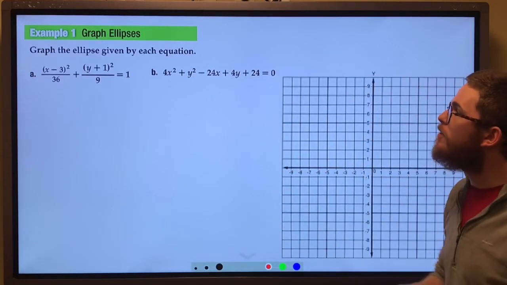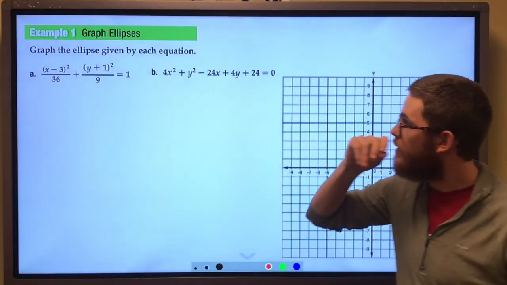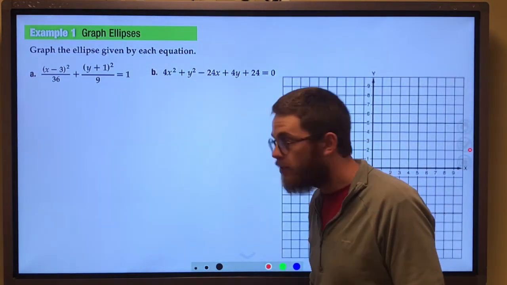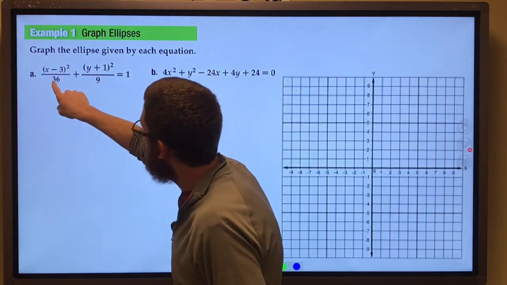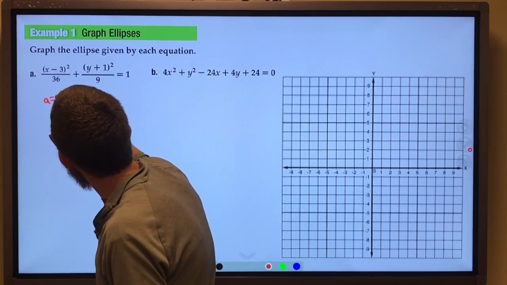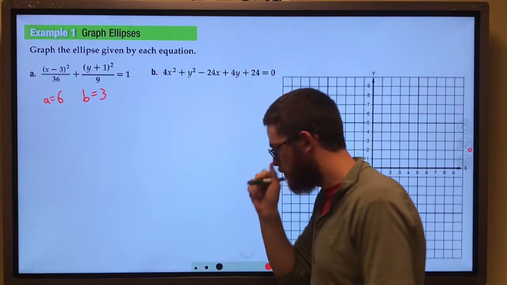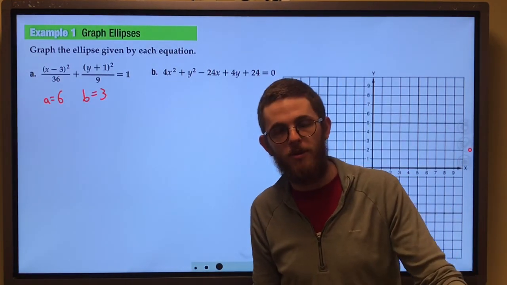So we want to graph the ellipse given by each equation. Let's start with this first one here. Notice that our A value is bigger than our B value. A would be 6, B would be 3. Well, sorry, A is always going to be bigger than our B value.